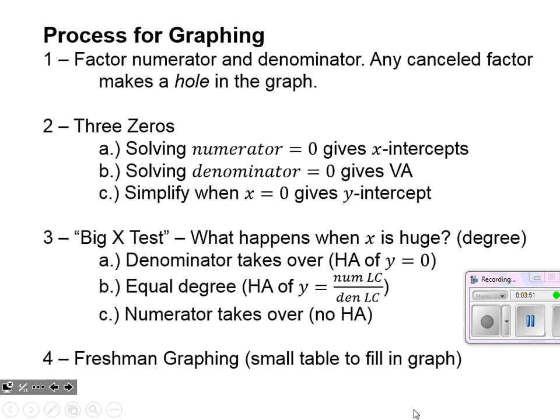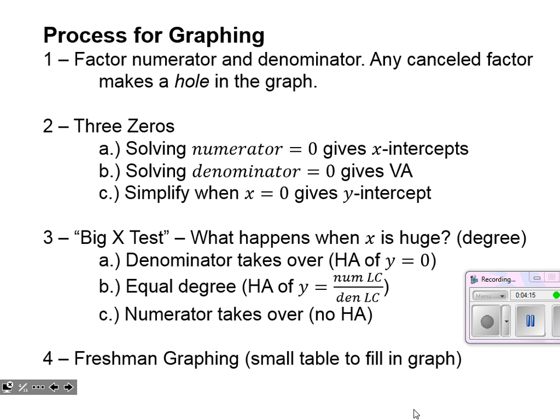Secondly, I call this one the big X test. What happens when x is huge? And we're going to be looking at degree. So the first option is the denominator takes over. It has a higher degree. That makes a horizontal asymptote of y equals 0. And the reason being, if the denominator has a higher degree, that means that it's going to grow faster than the numerator will if x is huge.